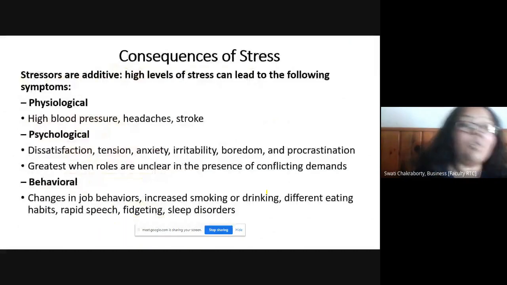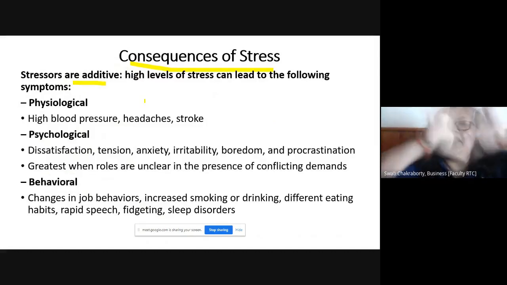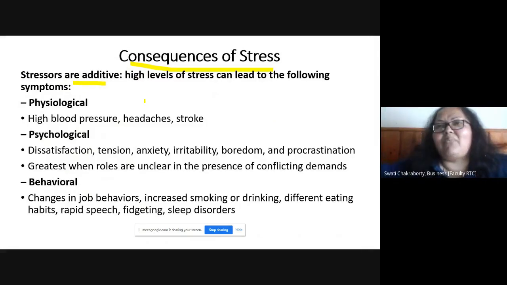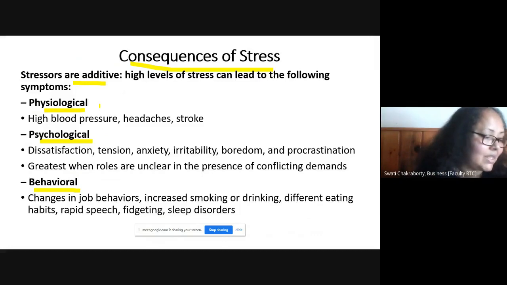Okay, so next comes the consequences. Consequences of stress. Now, these stressors can be additive. It goes on piling. It doesn't release the problem. It goes on increasing. And what happens as a result of this? There can be different types of risks. One is physiological, one is psychological, and the third is behavioral. Now, when we talk of physiological stress, we're talking of blood pressure.